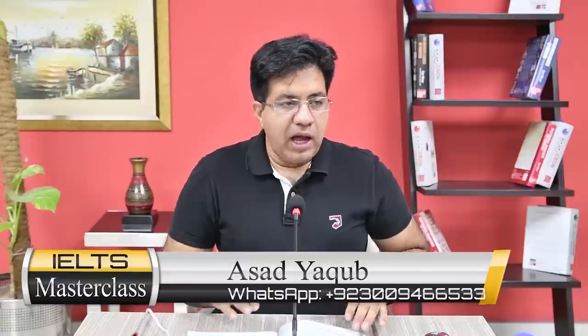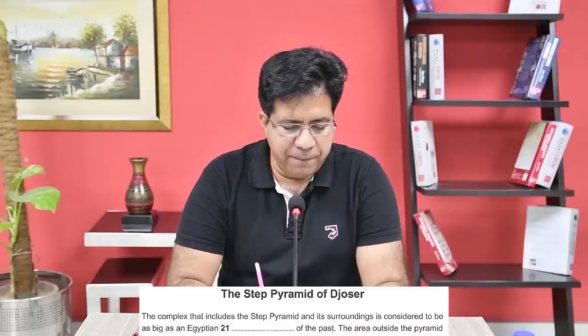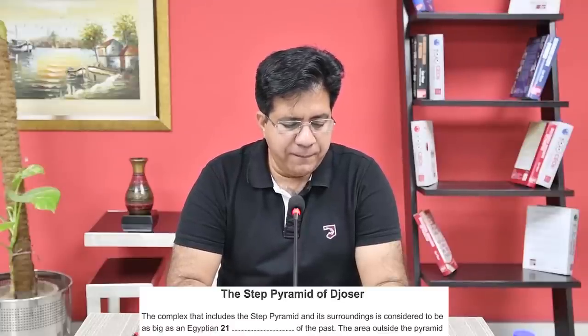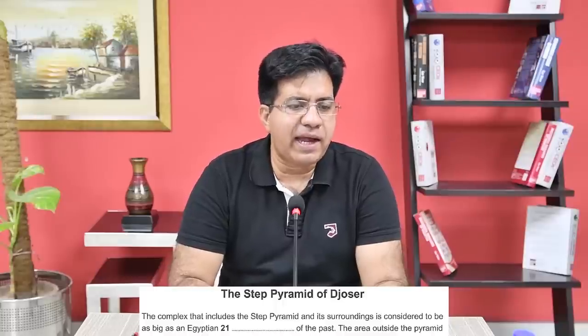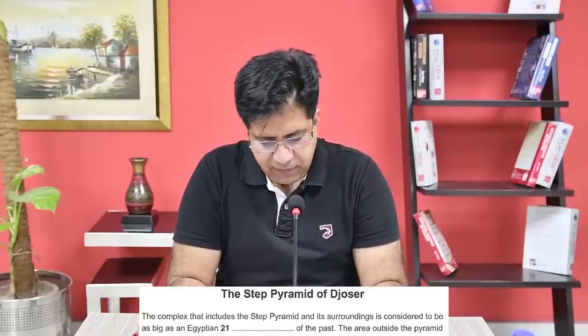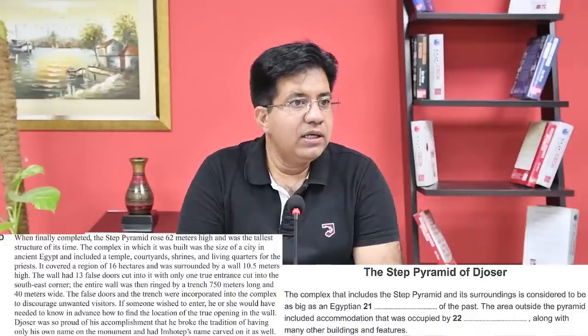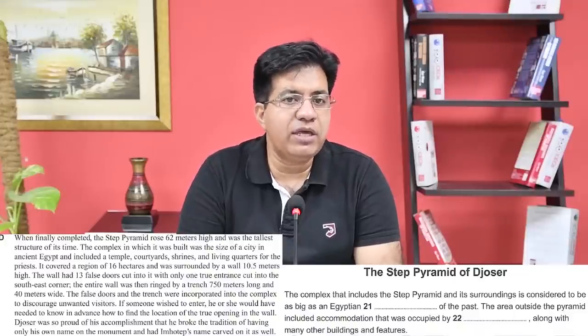Okay guys, now we have questions 21 to 24. Complete the notes below. Choose one word only. I told you notes completion, questions and answers are in order. They are in order. So, Step Pyramid of Djoser. The complex that includes, now please go back and tell me where do they talk about complex. Paragraph C. Paragraph D. Second line, found it? Now, it means answers will start coming from here.